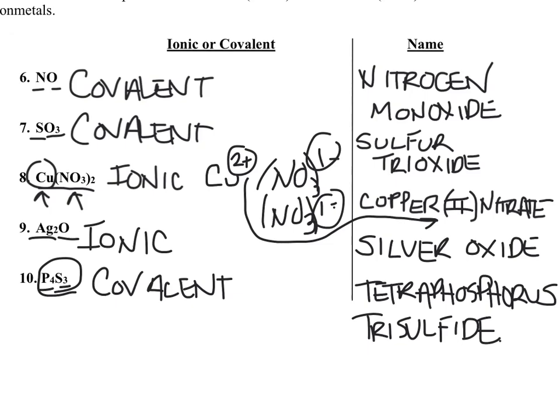There you go. Important. You have to figure out if it's covalent or ionic first before you can properly write the name. If you don't do that, you're just guessing and you're bound to get things wrong.